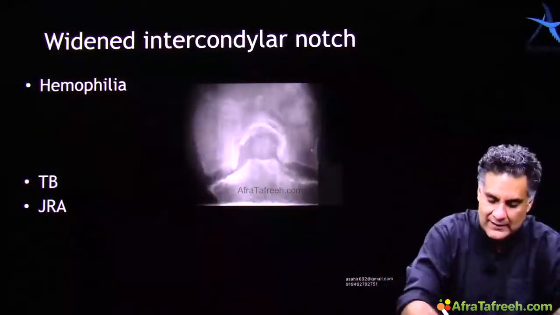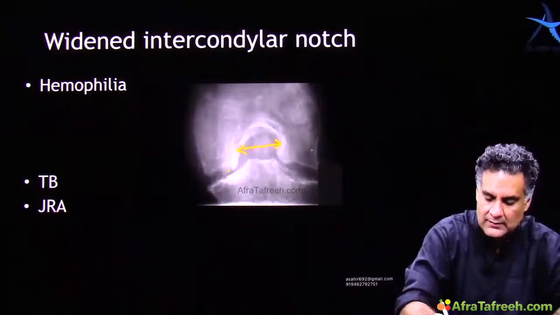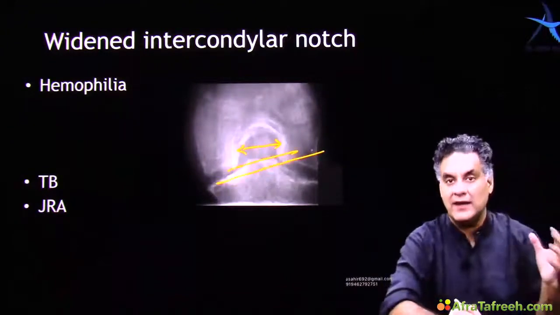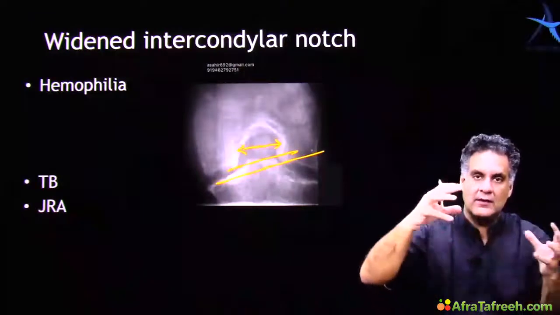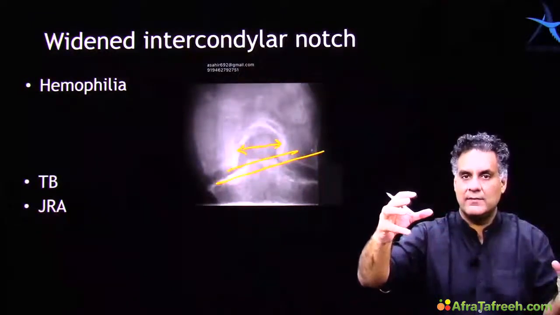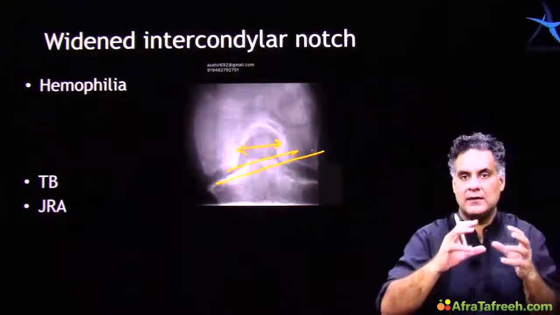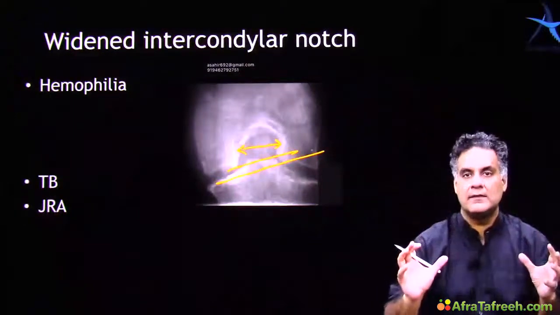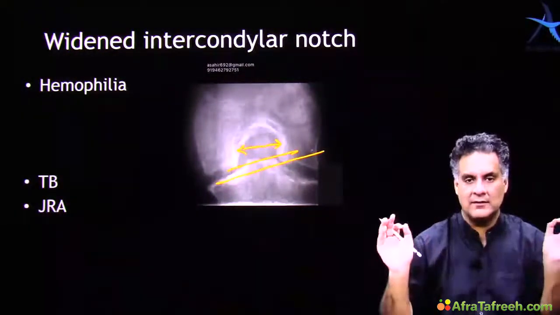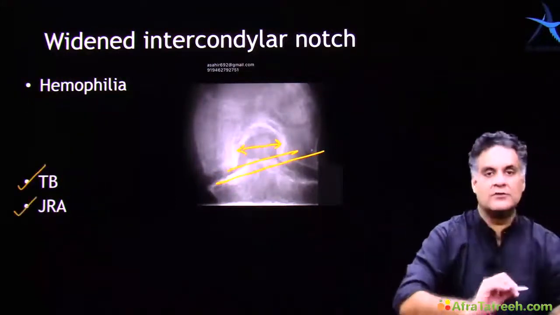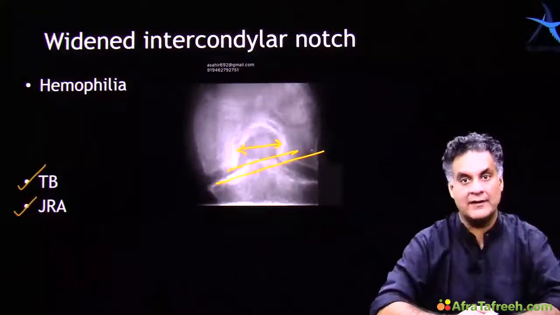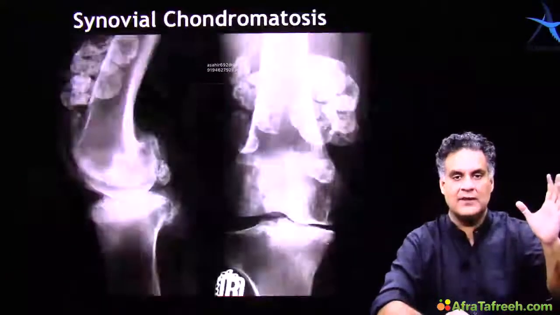And when there is a widened intercondylar notch, this is a characteristic feature of hemophilia, with periarticular osteopenia all around, tall epiphysis, the patella looks squared, but the important point is the widened notch. It's also seen in tuberculosis and juvenile rheumatoid arthritis, the widened notch, but characteristic is hemophilia.